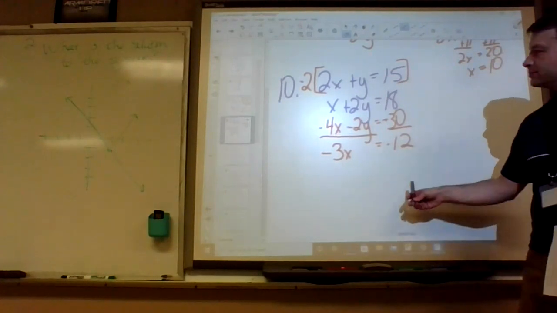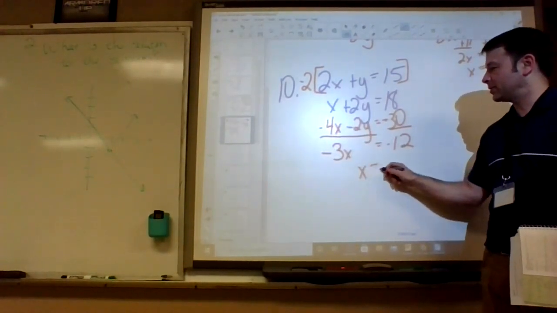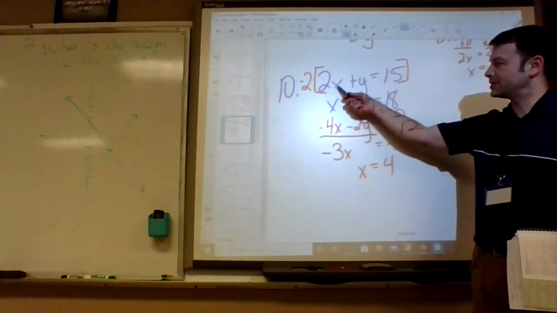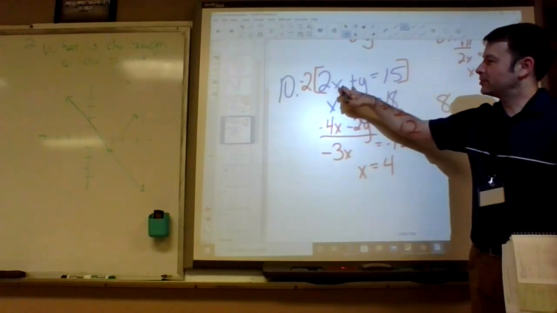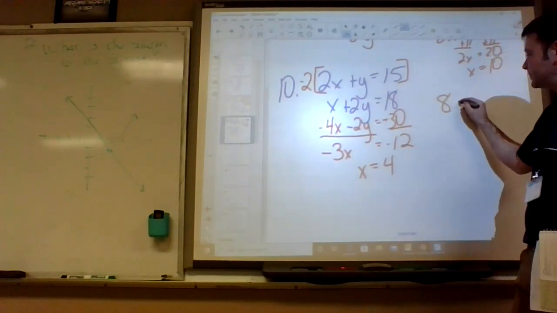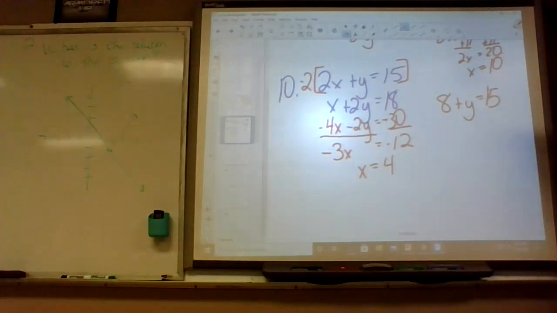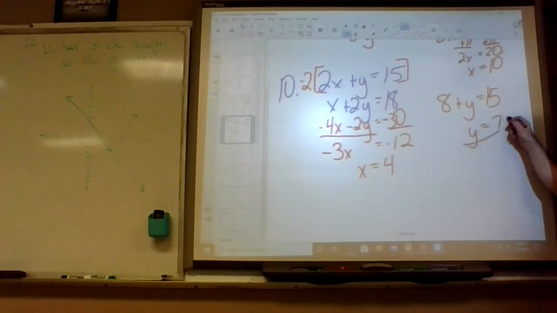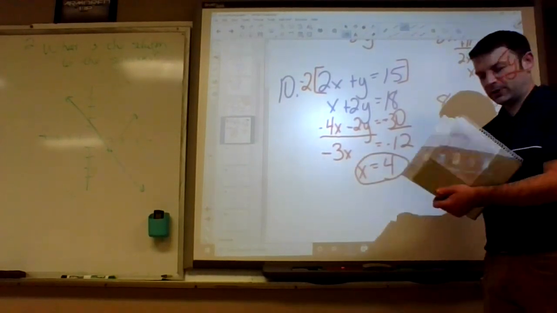Alright, so divide by -3 and we get x is 4. Plug 4 back into one of these, so you get 2 times 4 is 8. 8 plus y equals 15. So what would y have to be? 7. Whoa, that's kind of crazy. y is 7. Alright, now we gotta do the two weird ones.